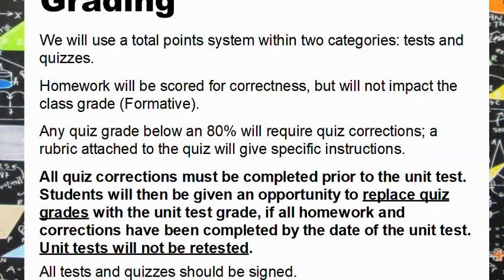So they can retake quizzes, but in order to get the grade replacement from the test, they have to have the corrections made for their quiz. It has to be signed by a parent or guardian at home, and they also have to make sure that all of their homework is complete. That includes the Are You Ready and the study guide. The Are You Ready is a practice test, and the study guide is just a quick review of what's going to be actually on the test. But just remember, unit tests cannot be retested.